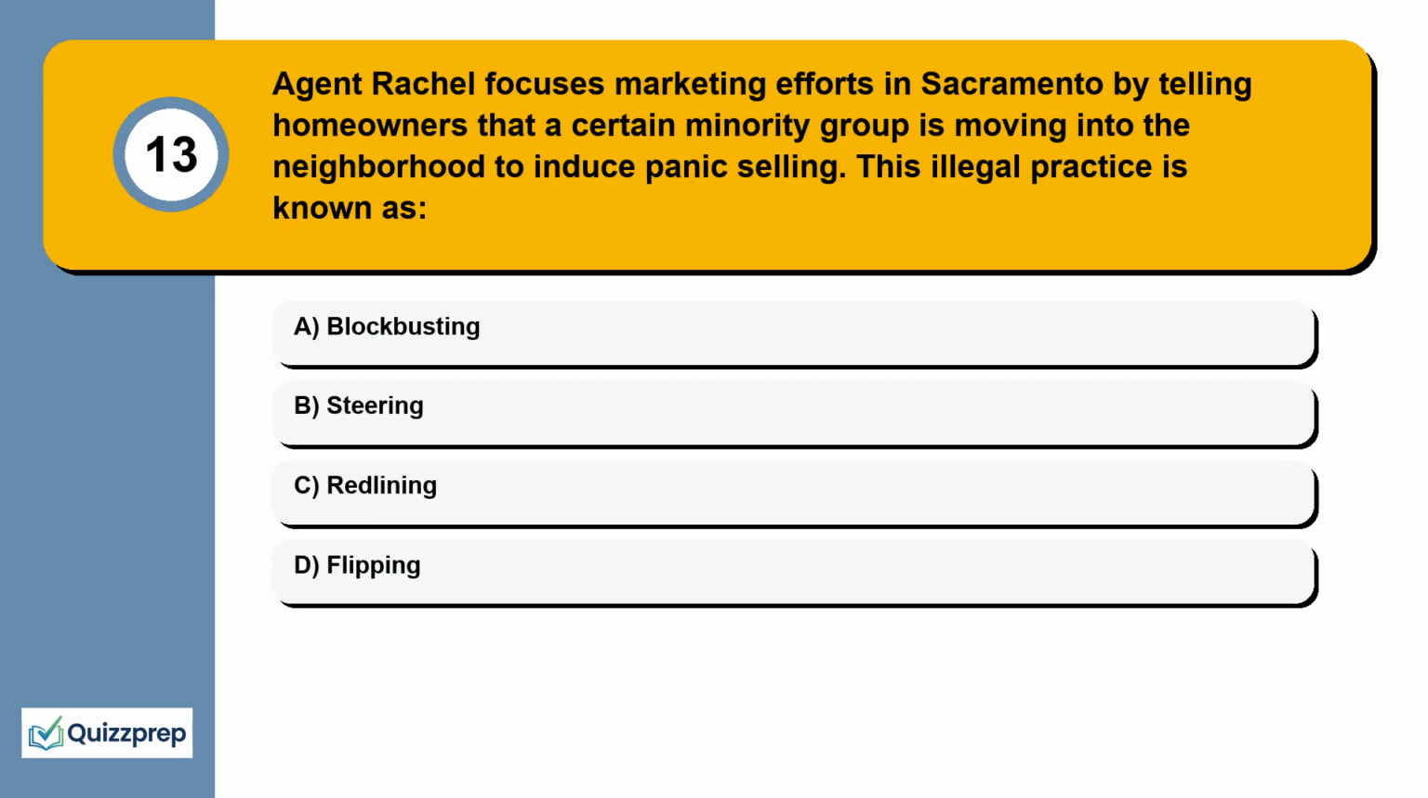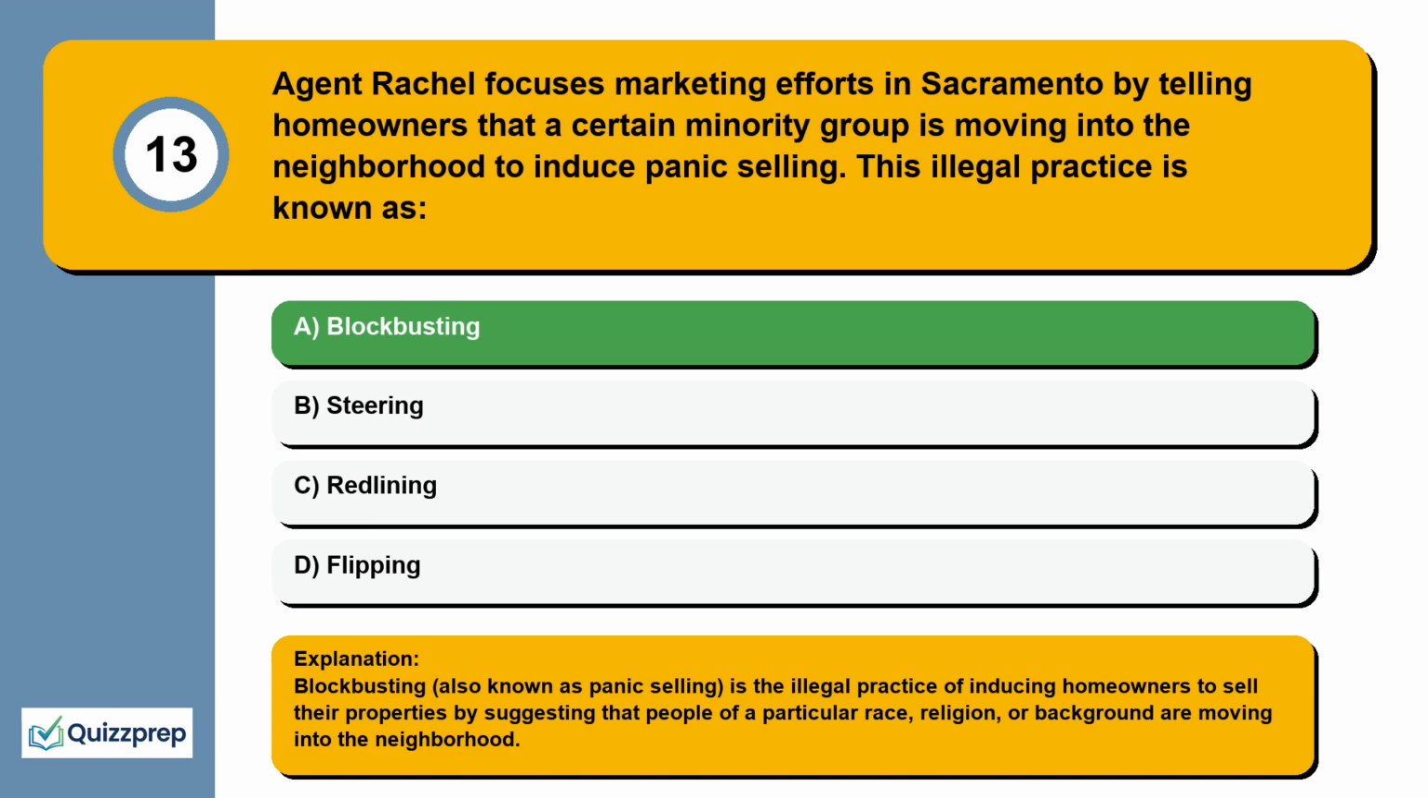Question 13. Agent Rachel focuses marketing efforts in Sacramento by telling homeowners that a certain minority group is moving into the neighborhood to induce panic selling. This illegal practice is known as blockbusting, steering, redlining, flipping. Blockbusting, also known as panic selling, is the illegal practice of inducing homeowners to sell their properties by suggesting that people of a particular race, religion, or background are moving into the neighborhood.